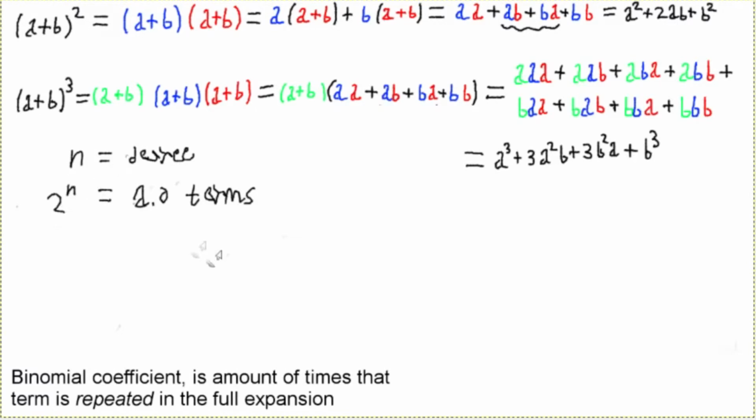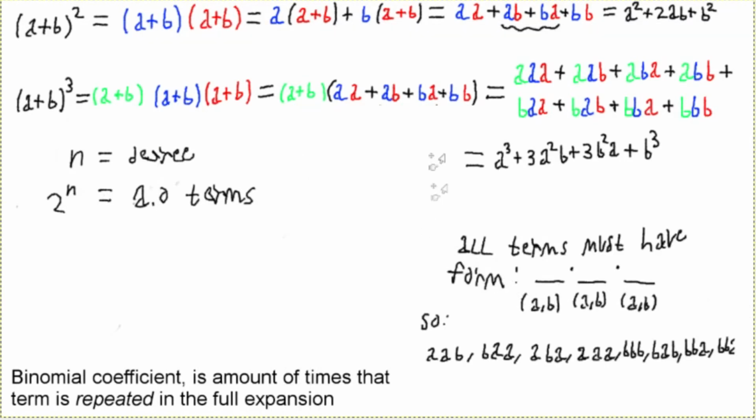And this fact that each term must have a degree of n is pretty interesting, because let's try to look over here. In our three-dimensional case, each term must have this form, where I say blank times blank times blank. And on these blanks, you can either have a or b. So you can have these types of different terms over here. And I'm counting this one as different to this one, even though they have the same amount of a's and b's, but they have them in different orders.